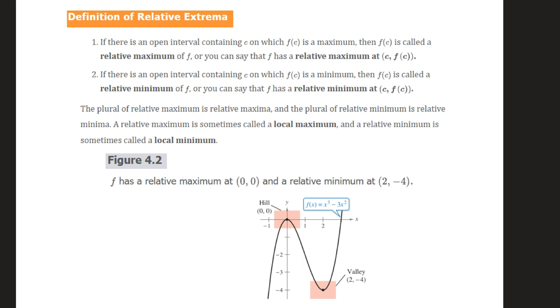Let's jump to figure 4.2. Just remember that relative max, relative min doesn't have to be the absolute max or absolute minimum. For example, this little hill, that's not the highest point, but relative to an interval, it is the highest point. This valley, that's a relative minimum. It may not be the lowest point, but for a small interval, it is.